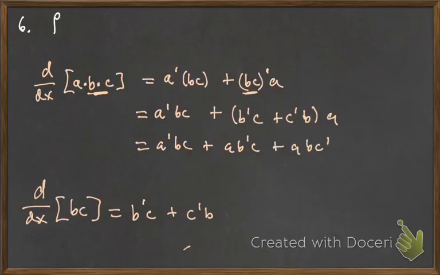So you notice with each term, I took the derivative of one of the pieces. So we took the derivative of A, then we took the derivative of B, then we took the derivative of C. So this is kind of like the product rule for 3 functions.